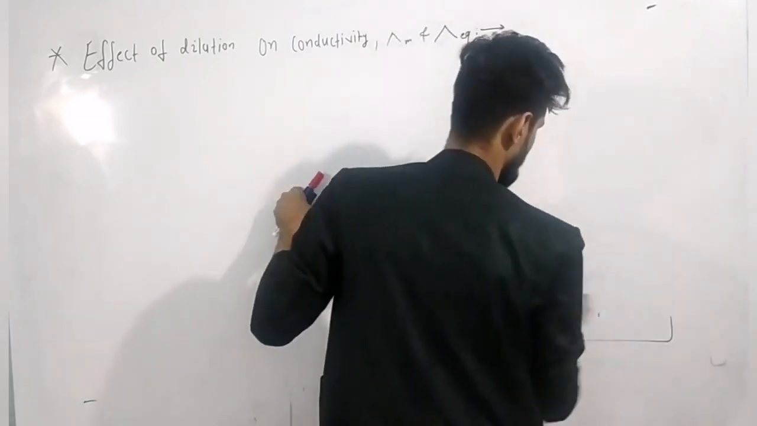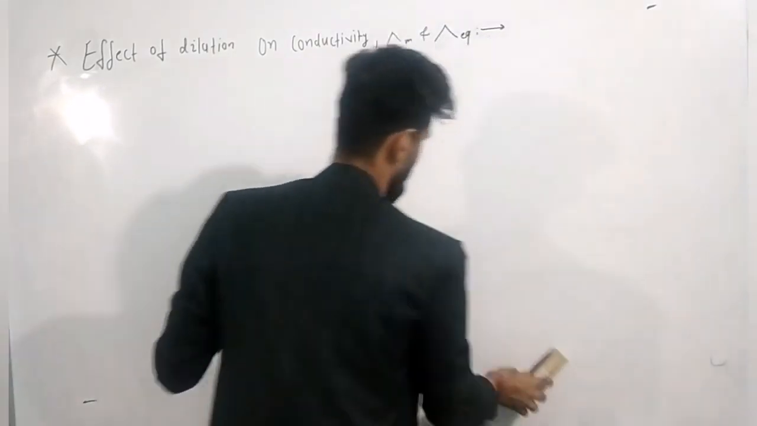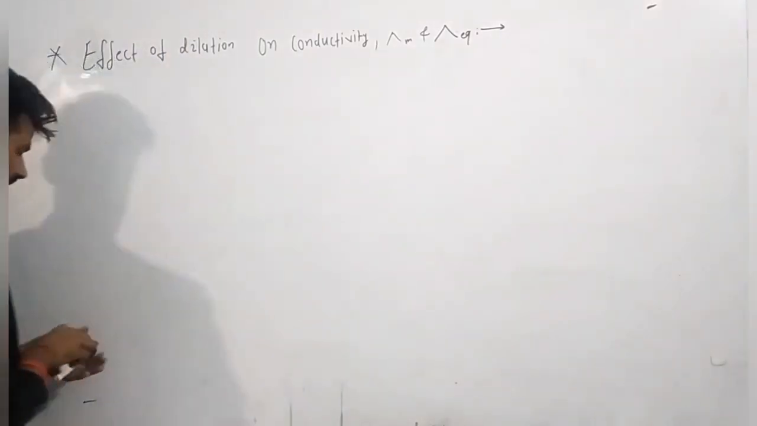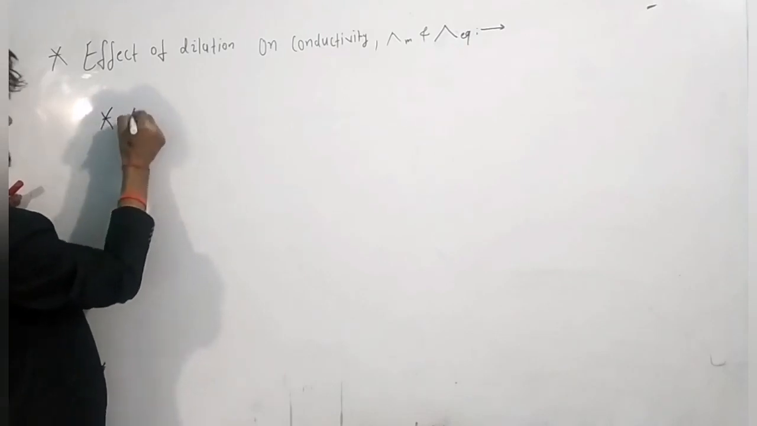That's why we got a graph of a straight line having positive slope, intercept and negative slope. So in case of weak electrolyte, I am just going to discuss the weak electrolyte.